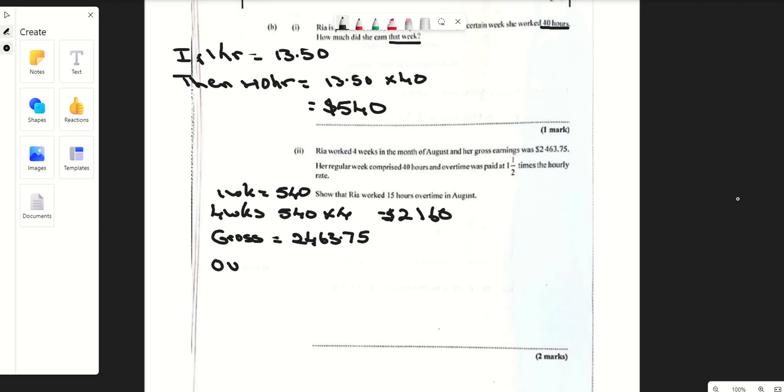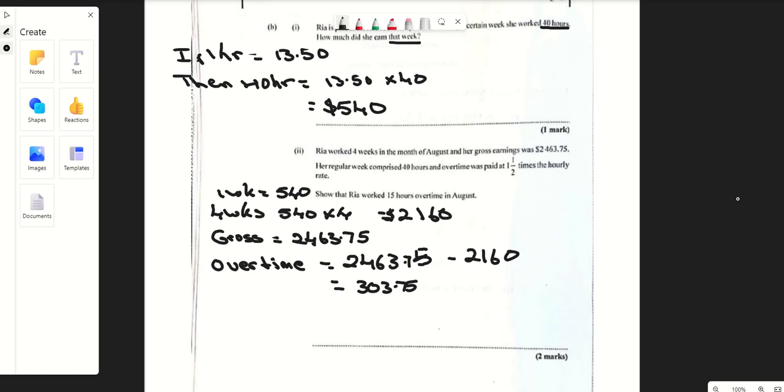So her overtime would be this amount, sorry, her gross earnings, which is $2,463.75, minus $2,160. $2,463.75. When you subtract that, you will see that she earned an overtime of $303.75. But we know she is paid an hour 1.5 times the hourly rate.